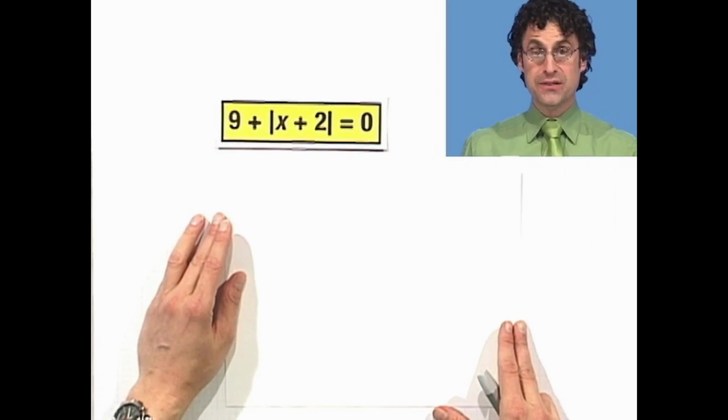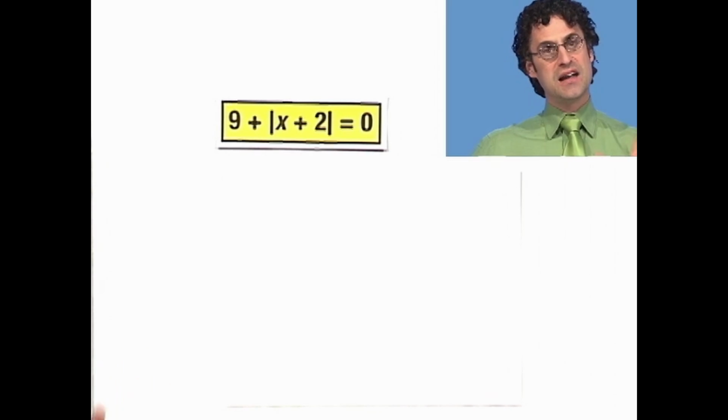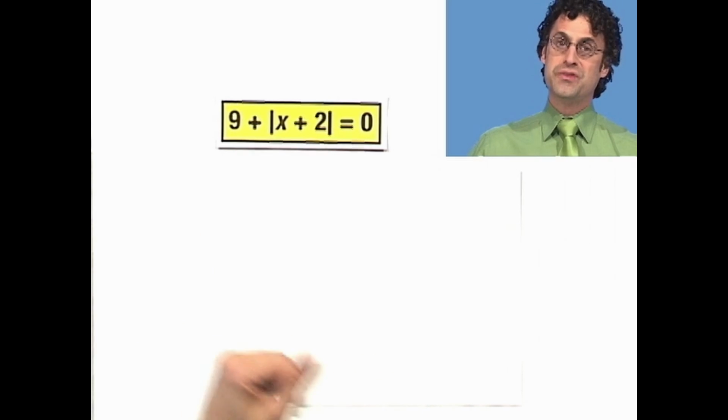I love it. Here, try this one before we go. 9 plus the absolute value of x plus 2, and that all equals 9. Intriguing. What's the first step? The first step, again, is to isolate the absolute value piece and have everything else move to the other side.